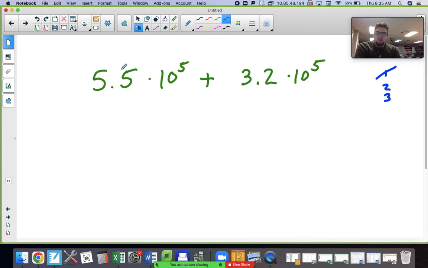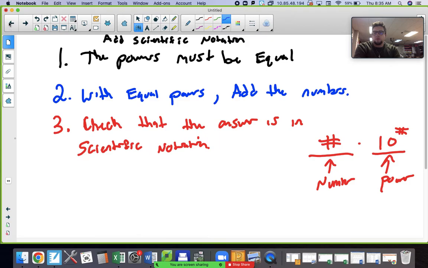So 5.5 plus 3.2. So 2 and 5 makes 7. 3 and 5 makes 8. So I've added the numbers. Oh, I knew there was something I left over here. So we add the numbers.